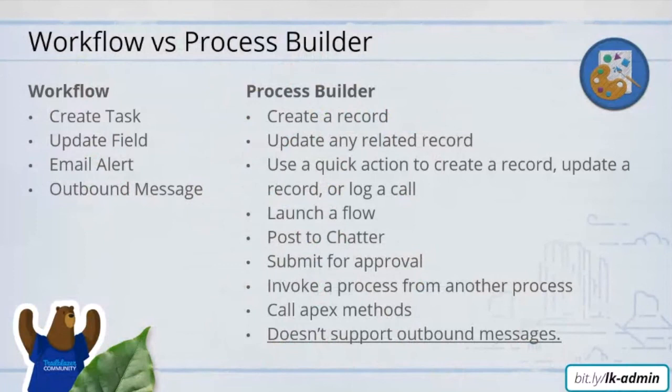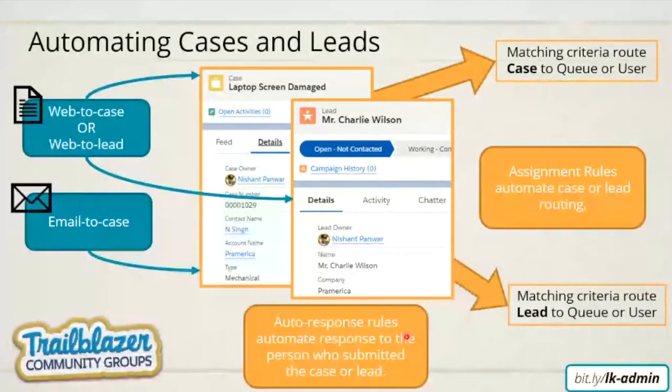Now, talking about assignment rules and auto response rules. These are emails sent automatically to the end users, telling them that you have received their query, you have received their response, and you will get back to them in future. Those are the automation.